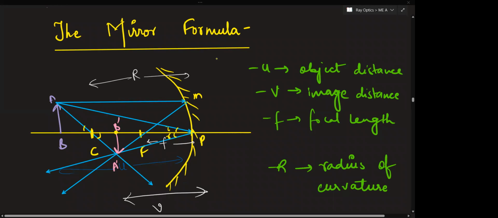Yes, ma'am. All right. So in the last class, I think we had just stopped at the point where we derived the mirror formula. Then I think we couldn't complete anything else. Let's just complete the mirror formula. Let's practice some numericals on it.